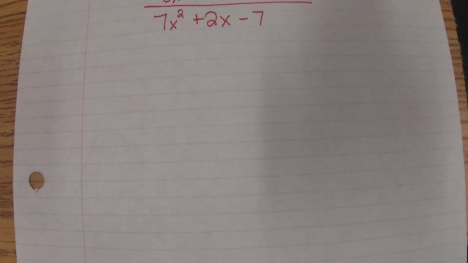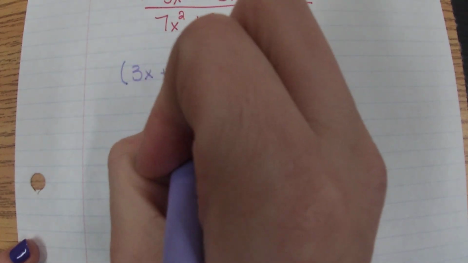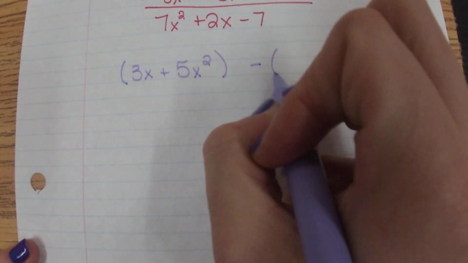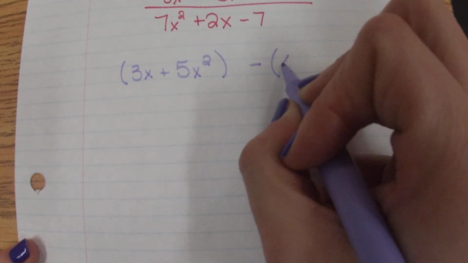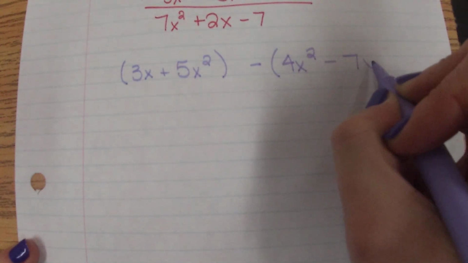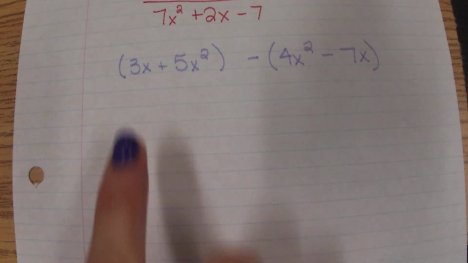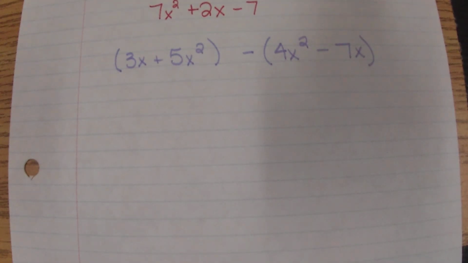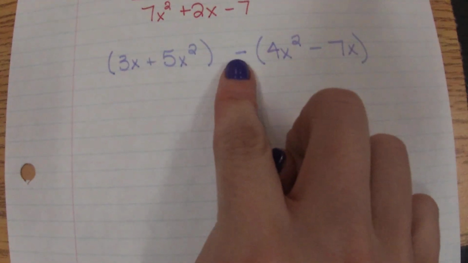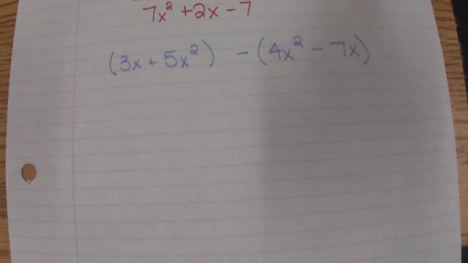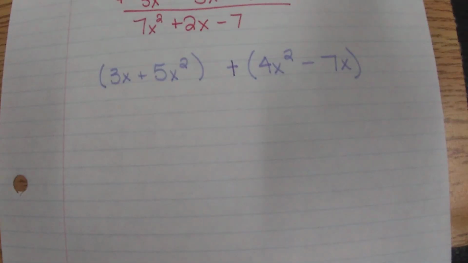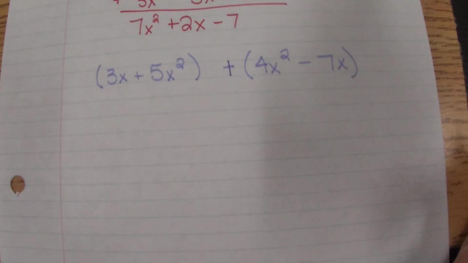Now, if they aren't stacked, so maybe we have this. Okay, we're still just going to match up the like terms. Now, again, we don't want to deal with subtraction. So anytime that we do see subtraction as our operation in between the two polynomials, we want to change that subtraction to addition and then change the sign of everything that follows it.